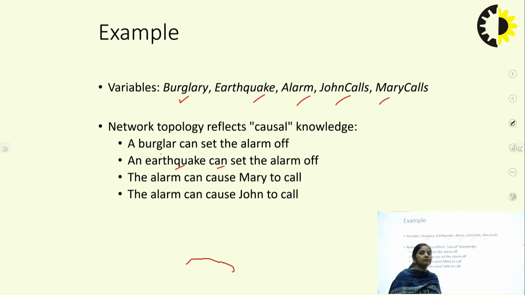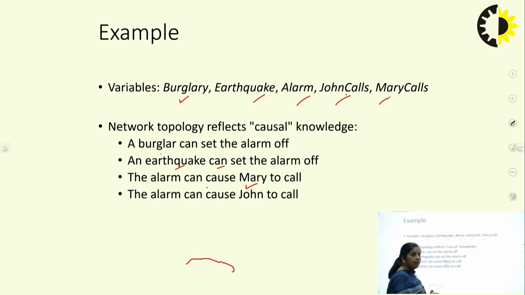Now what else is there? We are having two neighbors, John and Mary. The textbook from which the example has been taken is already mentioned on the content page. That is Russell and Norvig, Artificial Intelligence: A Modern Approach. The example says that the alarm causes Mary to call. It means when the alarm sets off, then the neighbors John and Mary will inform the person.